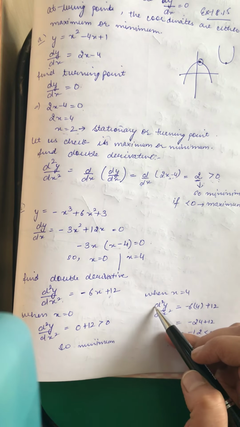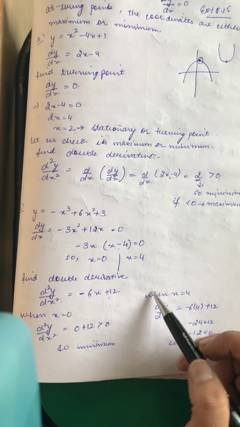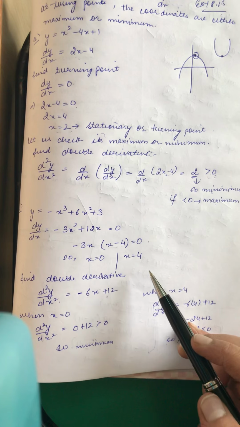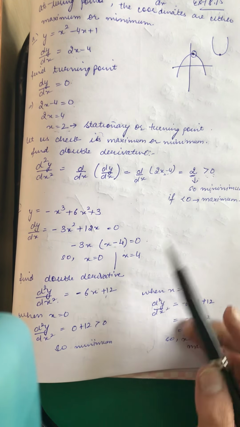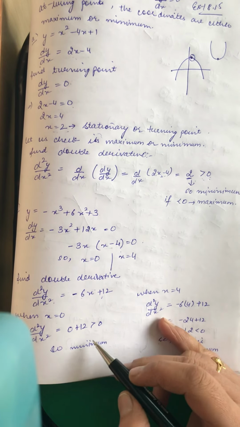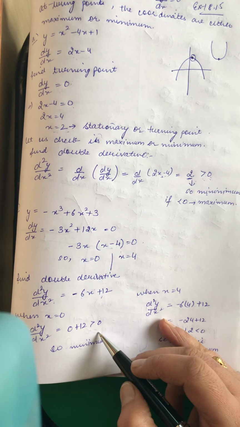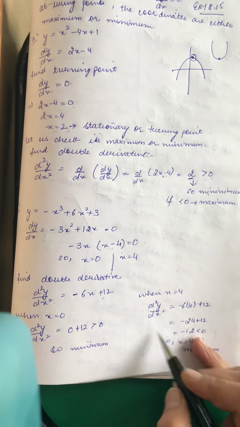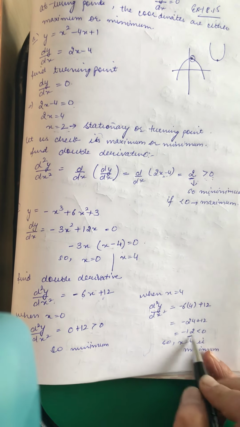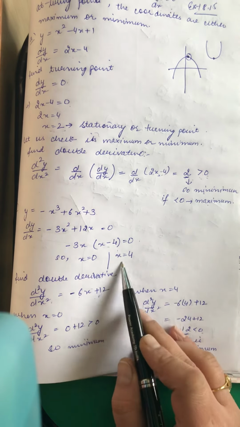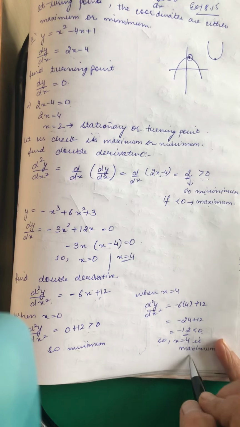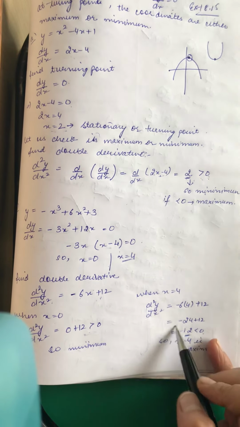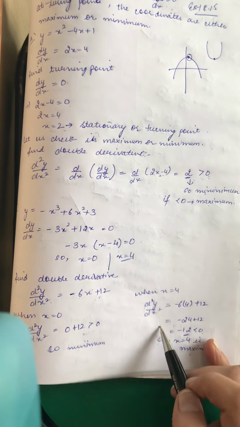Now let us check which point is minimum and which is maximum. How do we check? We will put these values one by one in the double derivative. Firstly put x is equal to 0. I am getting the double derivative as 12, which is greater than 0. So it is a minimum. Then put x is equal to 4. I am getting minus 12, which is less than 0, so this turning point at x is equal to 4 is maximum. The turning points are maximum or minimum. These are not the answers, maximum and minimum, they are just to check.